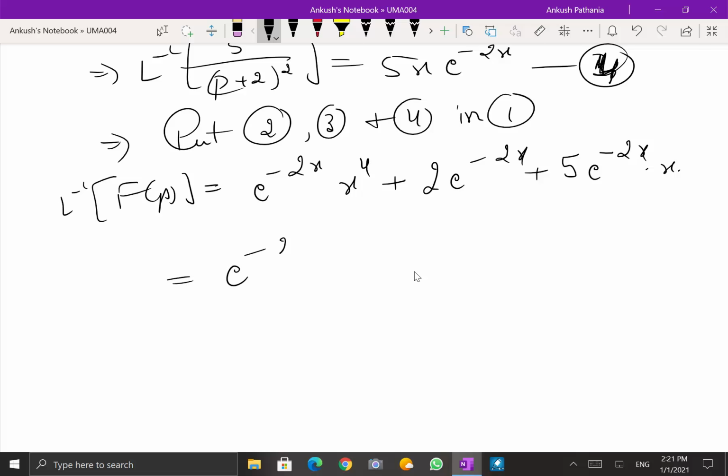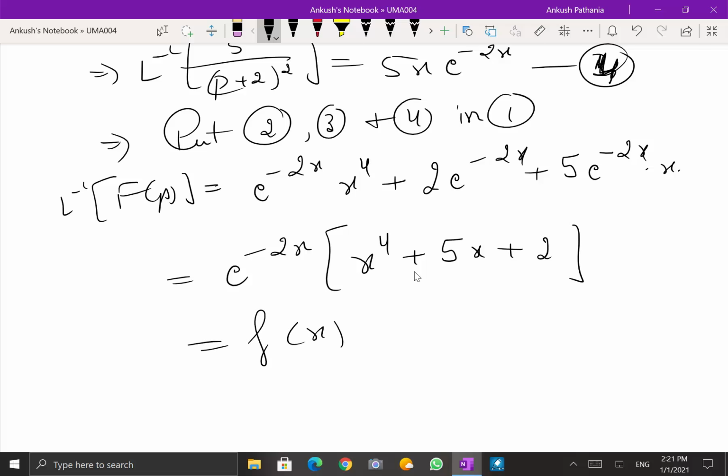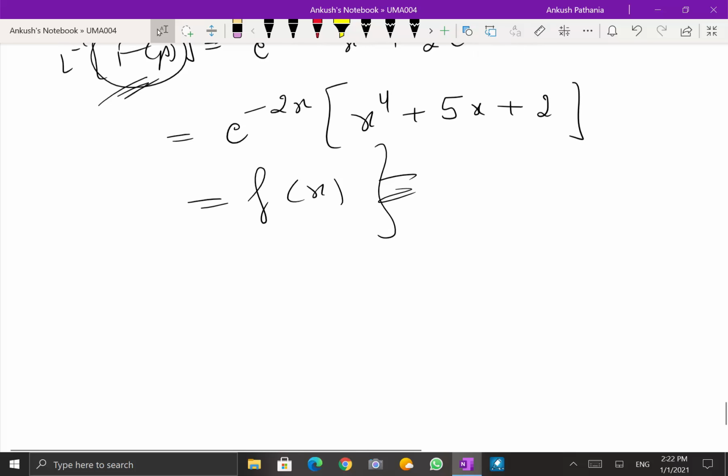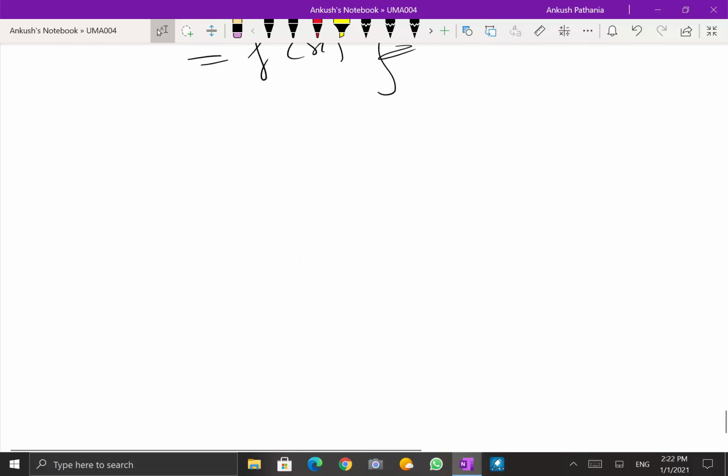So I can take e raised to minus 2x common. I will get x to the 4 plus 5x plus 2. So this is the required f(x) that is asked for, the inverse Laplace transform of the given function f(p). So this is how we solve the questions of the first shifting property. There we have to identify, after removing that shifting, which formula the Laplace inverse of f(p) correlates with.